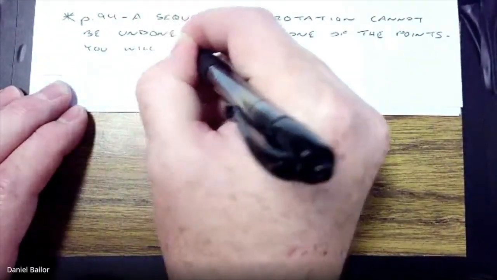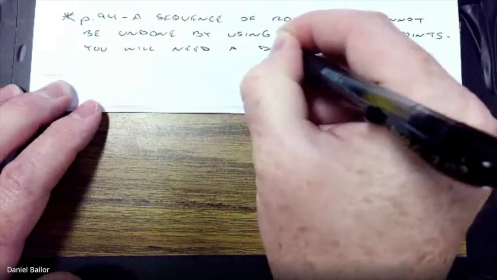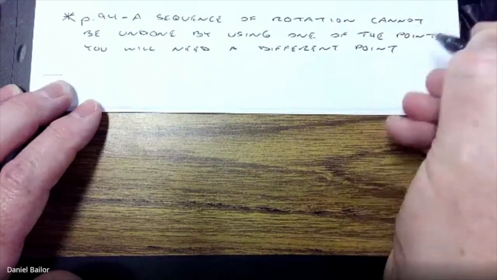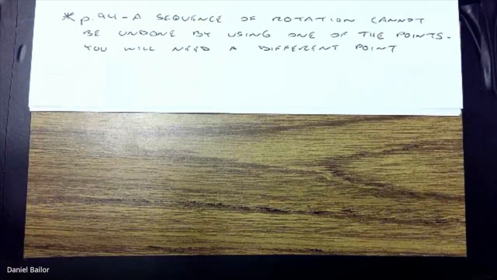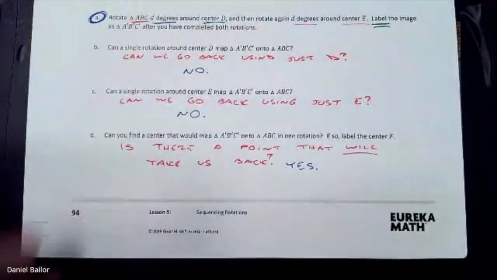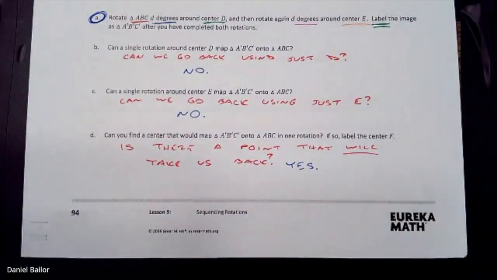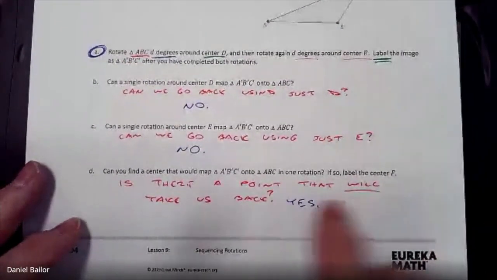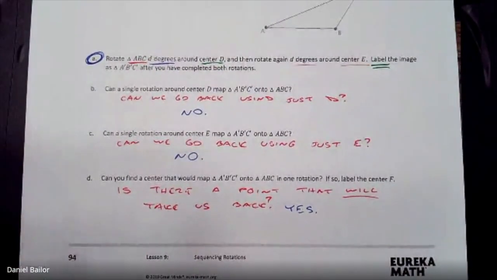You will need a different point. That's why they had us looking for point F. A sequence of rotations will not be undone by one point. You'll need a different point to undo it. So that's what we learned from page 94 right here. How to do two rotations around two different points. And we learned that if we want to go back, we need a third point that takes some work to find. So that's page 94.